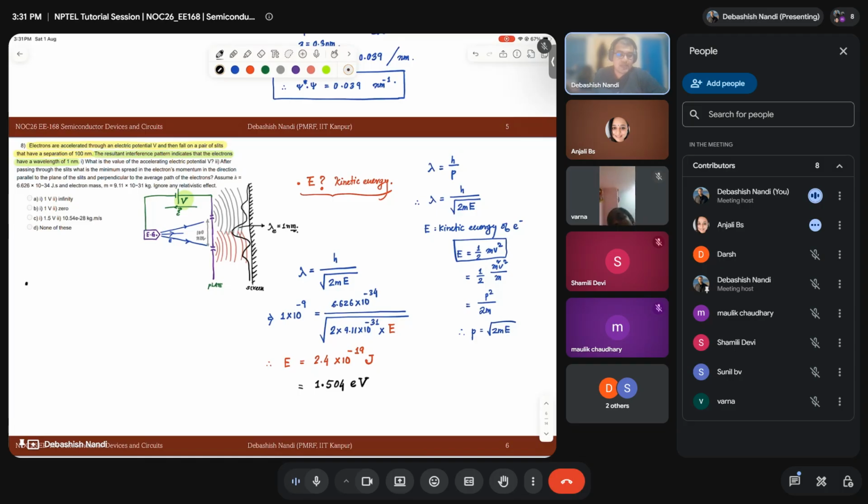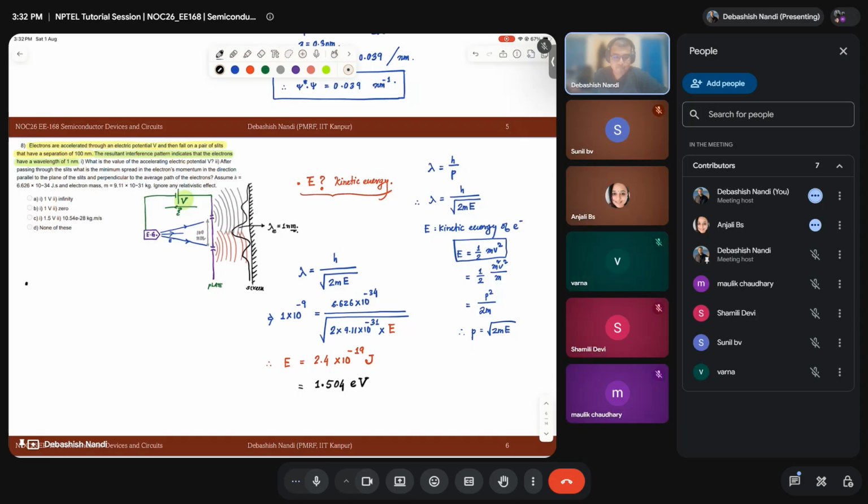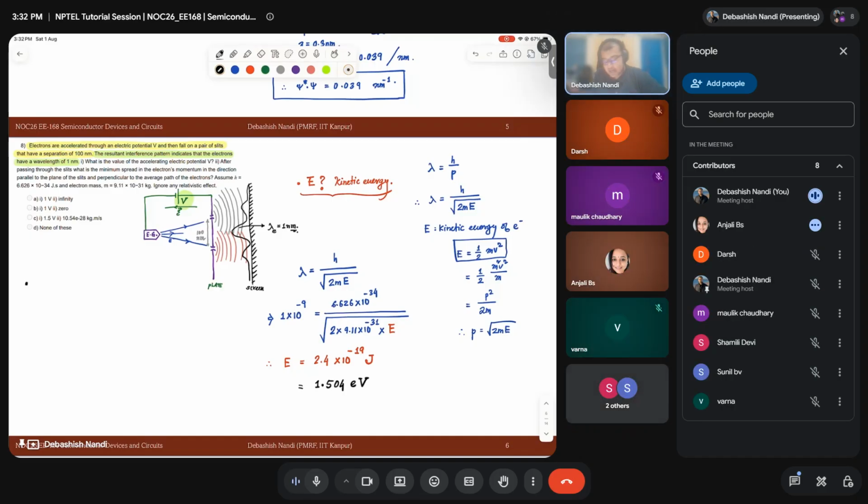I'll just omit the electron. That was the plan. But my question is, why should I do that? It is not just unit conversion, right? Understand that whatever equation you are using, E is kinetic energy, right?